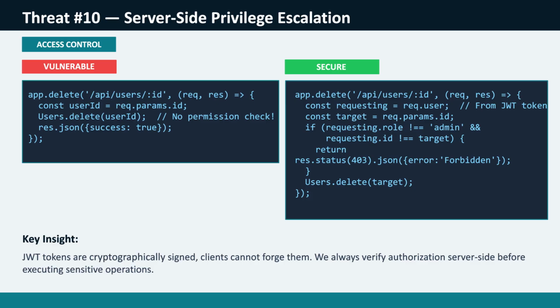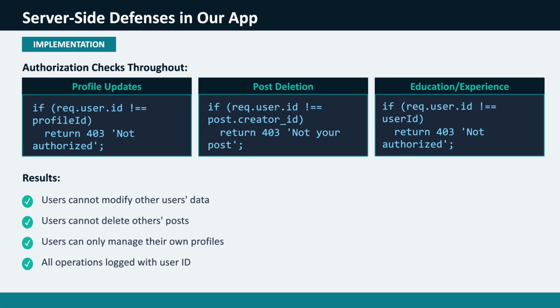The JWT token is cryptographically signed so the client can't forge it. We check whether the authenticated user has permissions before executing sensitive operations. Every state-changing operation in our backend verifies authorization. When a user tries to delete a post, we check: does the authenticated user own this post?